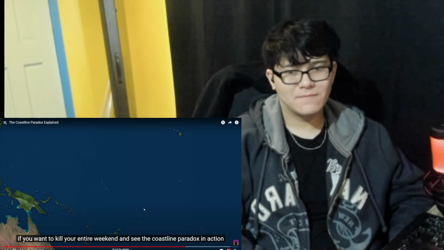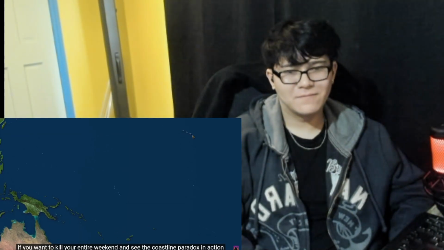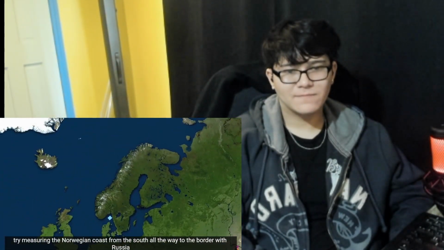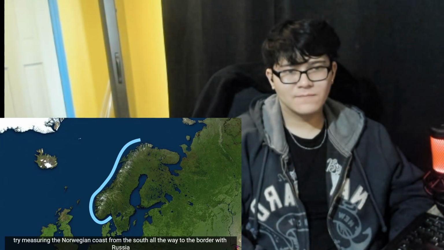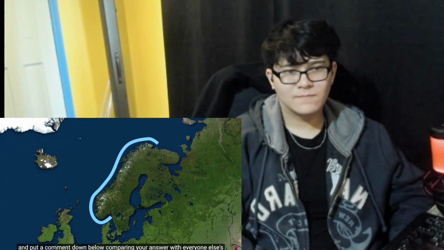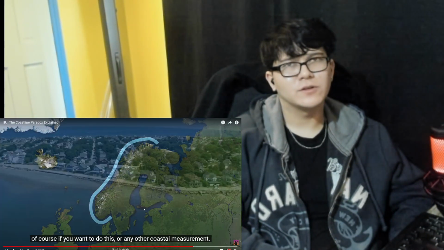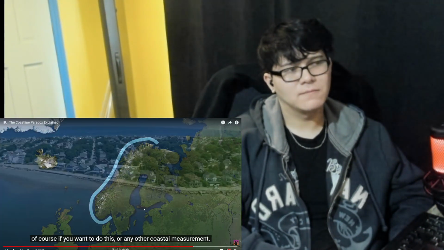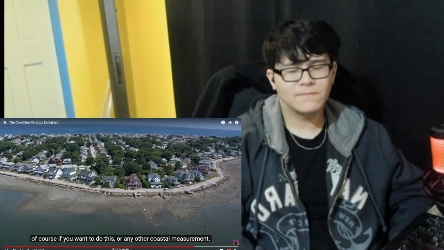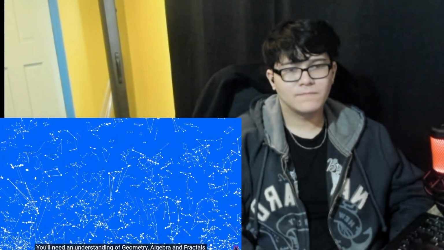If you want to kill your entire weekend and see the coastline paradox in action, try measuring the Norwegian coast from the south all the way around to the border with Russia, and put a comment down comparing your answer with everybody else's. Of course, it actually borders Russia. I wasn't sure if it did. Interesting. Of course, if you want to do this, or any other coastal measurement, you'll need an understanding of geometry, algebra, and fractals.